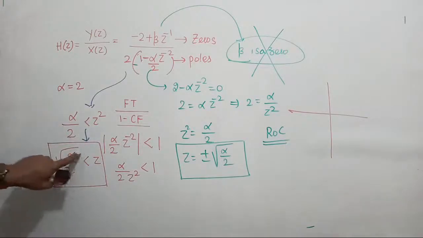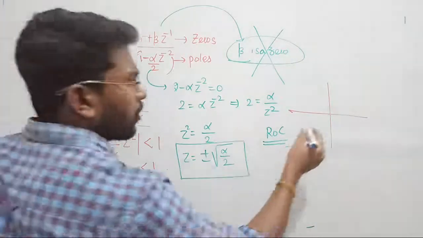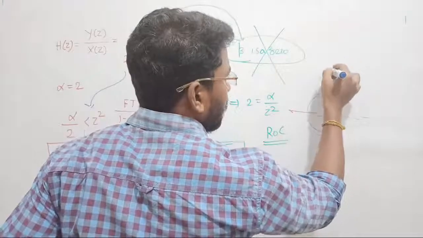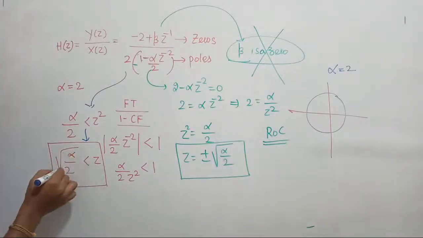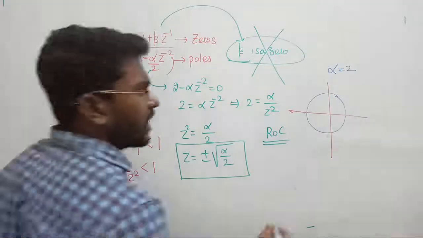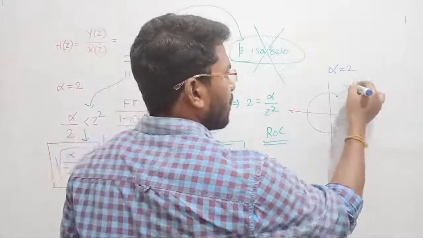Now let us substitute some values for alpha. When you substitute a value for alpha, if the value of alpha is exactly equal to 2, let us see. If I substitute 2, then the 2 gets cancelled, then z will become greater than 1, right? Greater than 1 means the ROC will be outside 1.